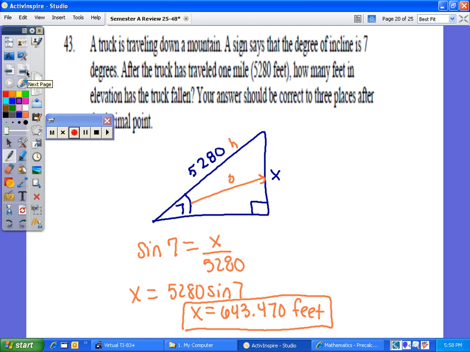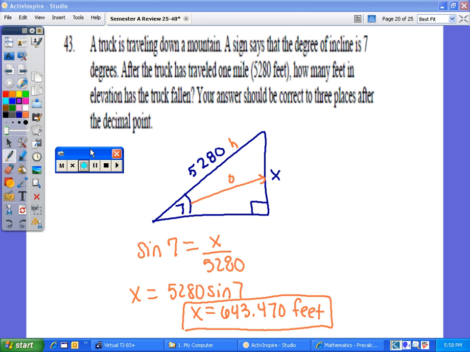Okay, last question for this section is 43. So a truck is traveling down a mountain, so you have your truck, and it's traveling down the mountain. So it's going at 5,280 feet, so that's what you put here. And then it has an angle of elevation of only 7. So they want to know what's your answer for how high has the truck fallen. If it were to fall from here to here, how high has it fallen? And then you do your SOHCAHTOA using O and H, which is opposite over hypotenuse. And this is what you get.